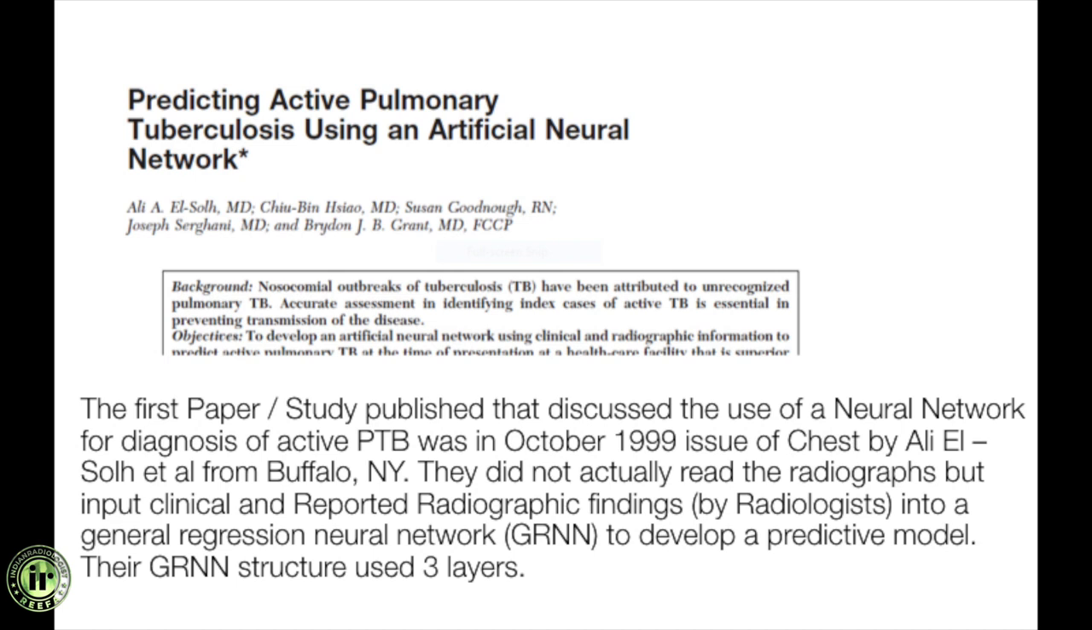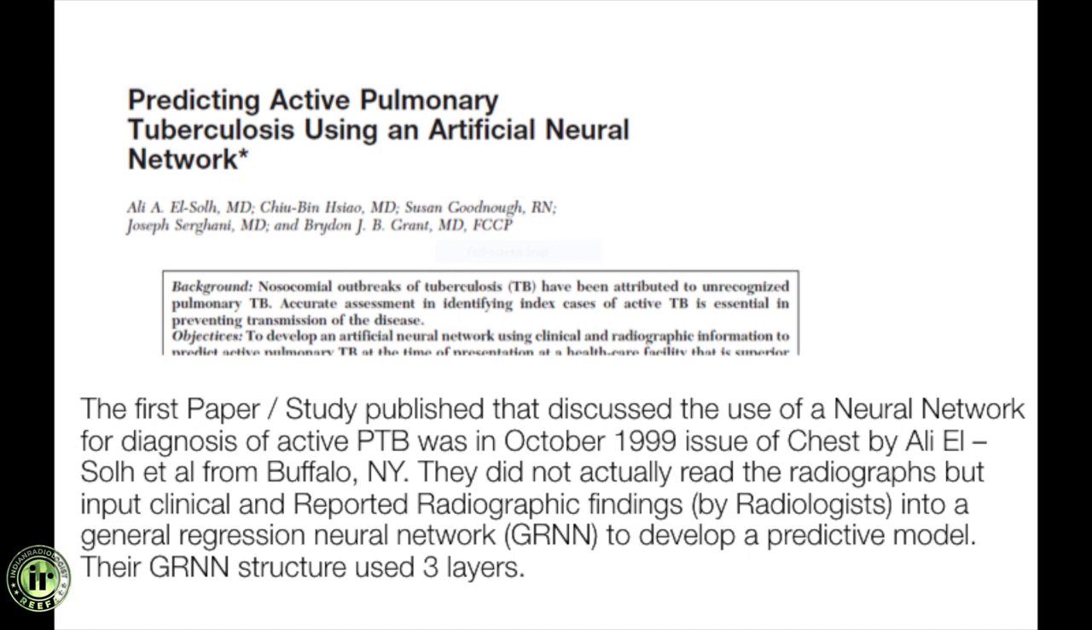Now, this paper was published in the October 1999 issue of CHEST, predicting active pulmonary tuberculosis using an artificial neural network. Now, mind you, this did not study the diagnosis of tuberculosis from X-rays by artificial intelligence, because that kind of technology did not exist at that point of time.